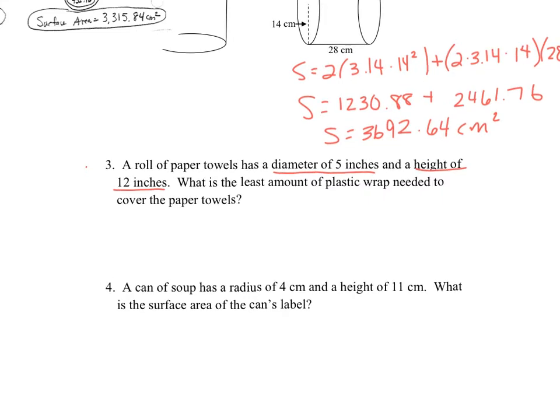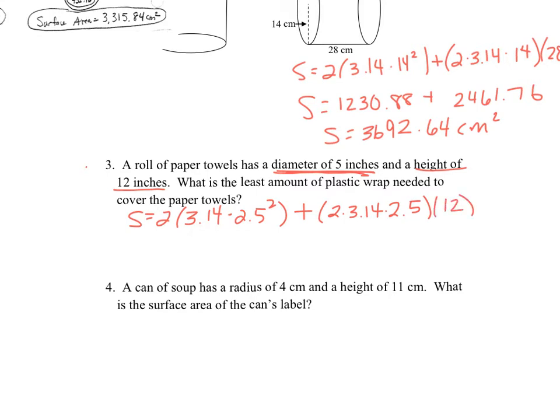So we're going to solve it by doing surface area equals 2 times the area of the base. So we're going to do pi r squared. So pi times 2.5 squared, because again, it has that diameter of 5, so we need the radius, plus the circumference, which is 2 times pi times radius, and then that times the height, which is 12.